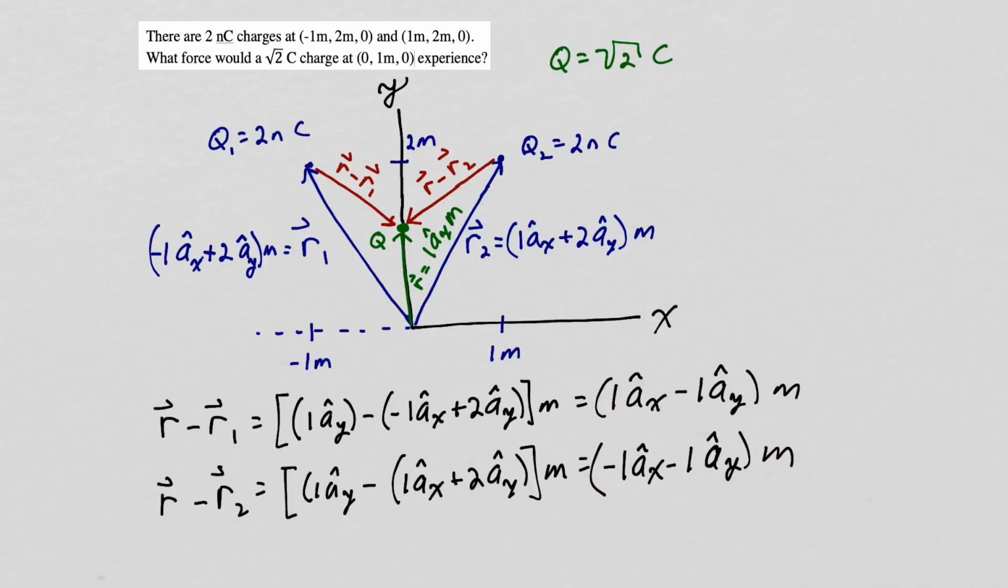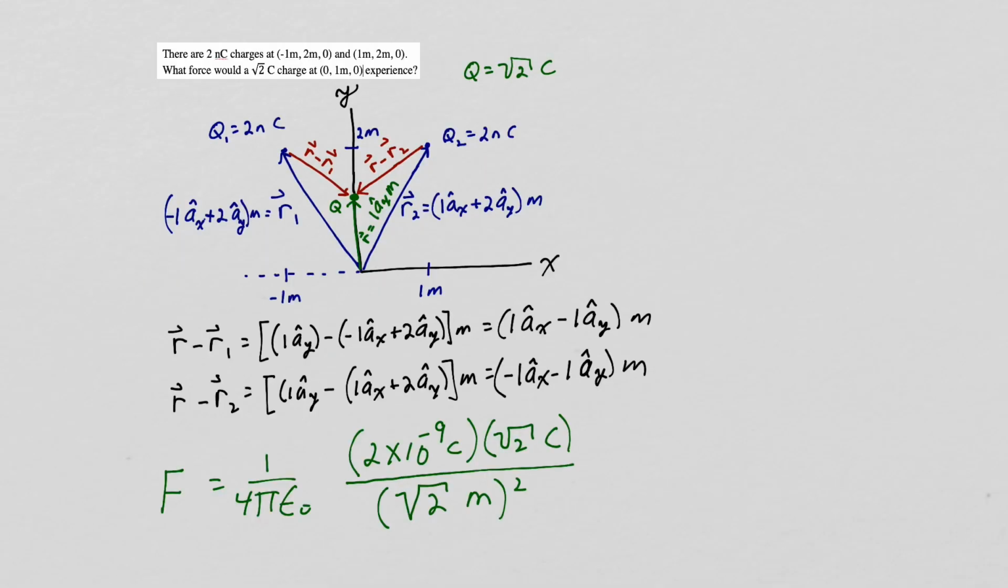So this vector pointing from Q1 to Q is minus 1 ay plus 1 ax, and this vector is minus 1 ay minus 1 ax. From the symmetry of the configuration, we also know that our end result will not have a component of force in the x direction.